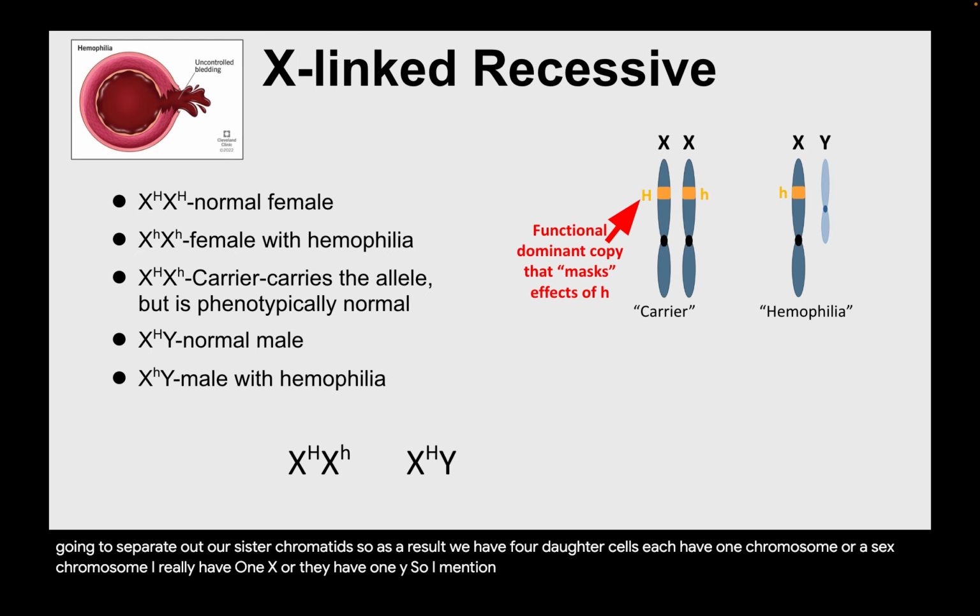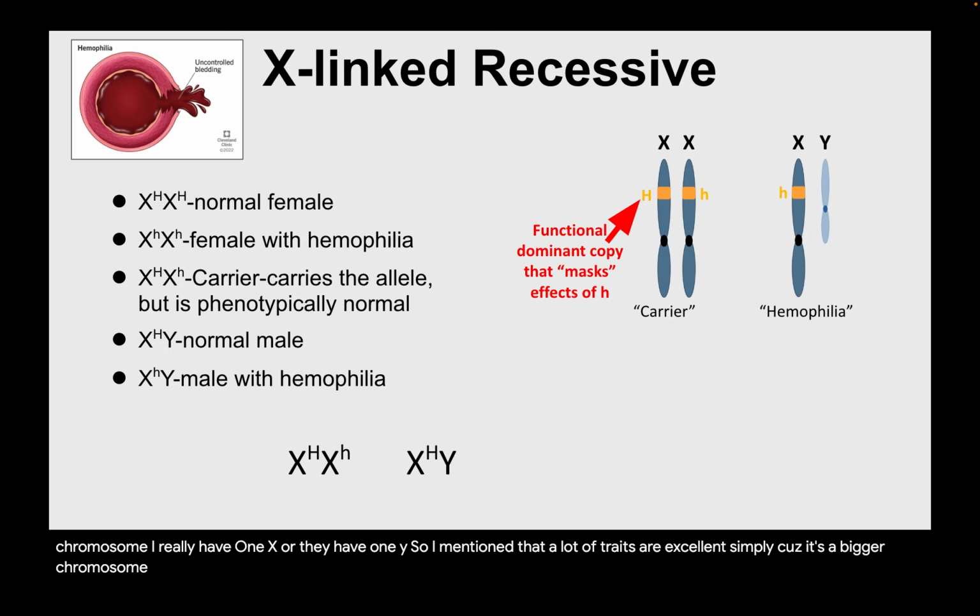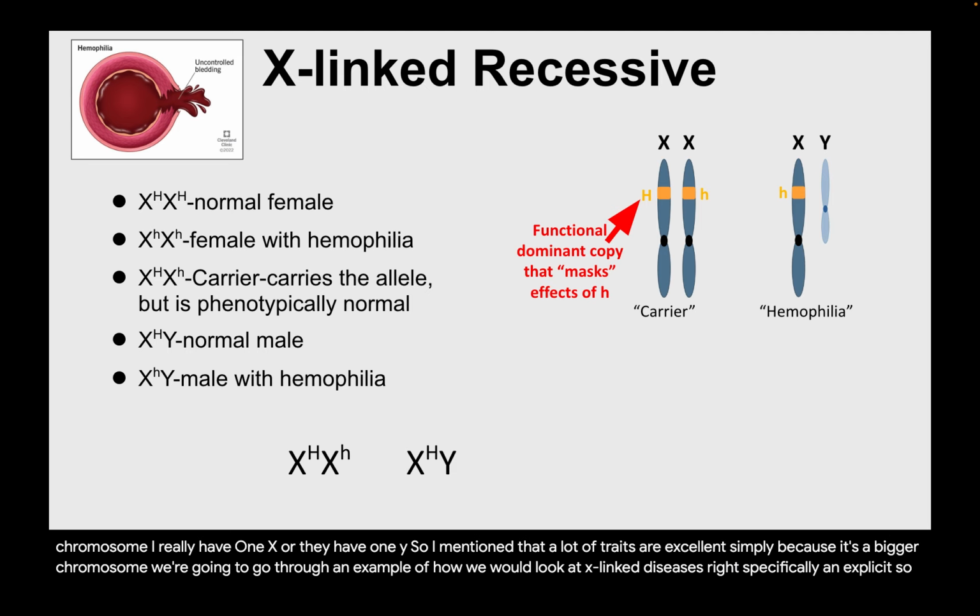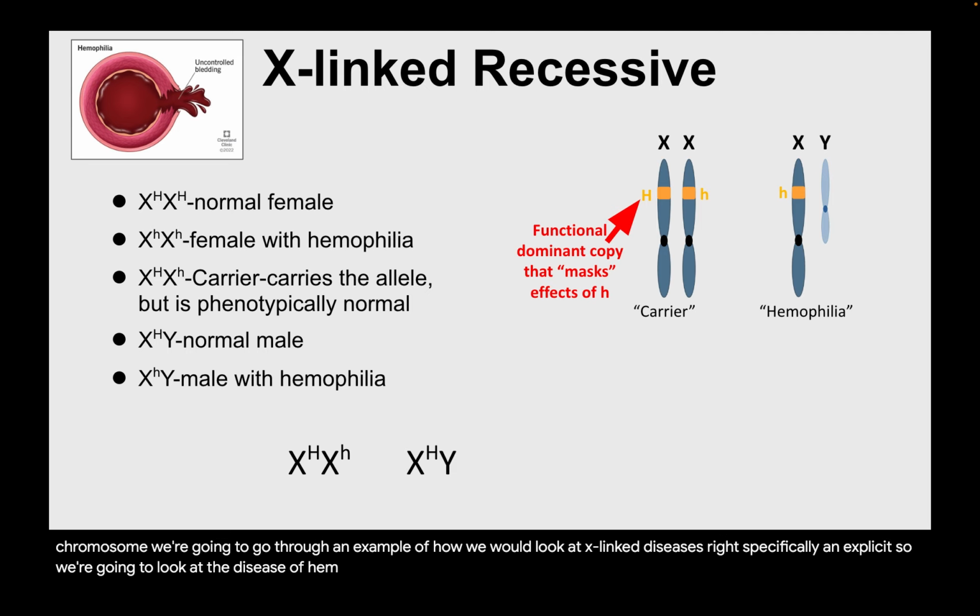So I mentioned that a lot of traits are X-linked simply because it's a bigger chromosome. We're going to go through an example of how we would look at X-linked diseases, right? Specifically, an X-linked disease that is recessive. So we're going to look at the disease of hemophilia, meaning your blood does not clot normally. So when I write out the genotype, when I'm looking at sex chromosomes, I have to include the X and the Y. So for females, we're always going to have two X's. For males, we're going to have an X and a Y.